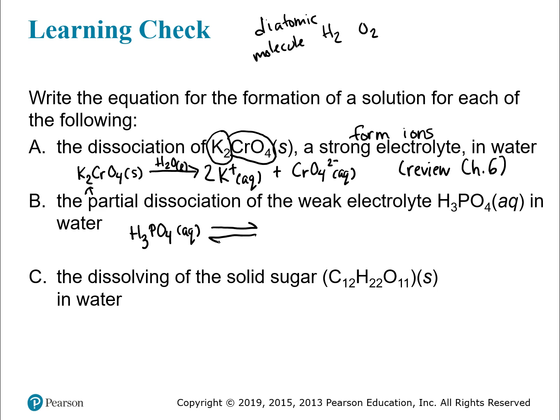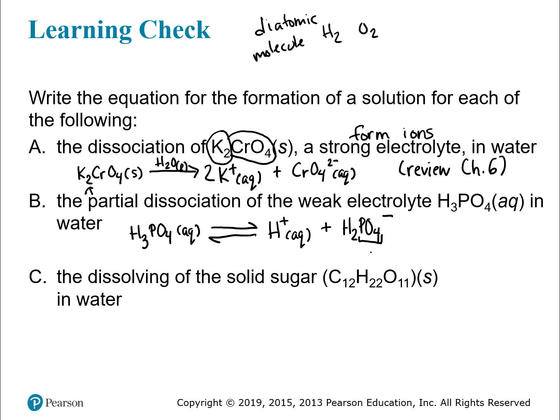So partial dissociation means that we're only going to lose 1 hydrogen. Now the other thing you need to remember here is that PO4 is a polyatomic ion that usually has a charge of 3 minus.